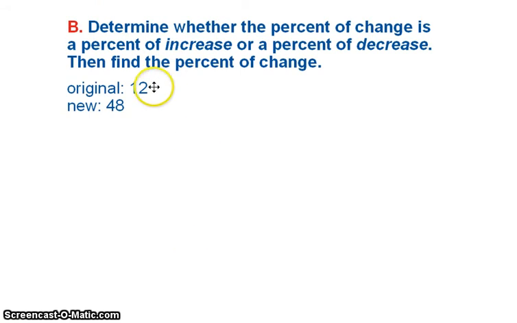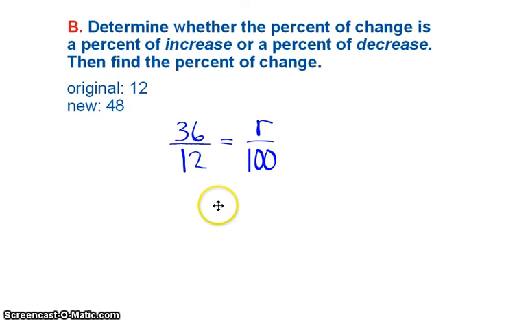Let's look at B. Now we're going from 12 to 48. That's obviously an increase. Okay? To find your amount of change, we need to subtract. So 48 minus 12 is 36. Okay? Do our cross products.